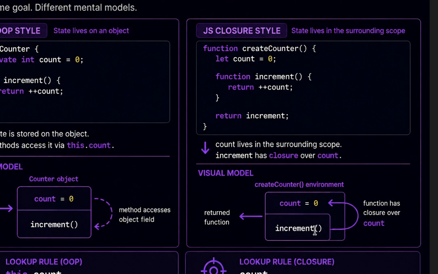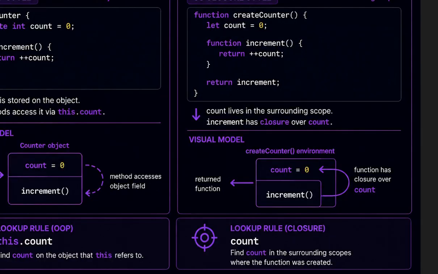So we say that the increment function has closure over the count. It's almost like an environment that inherited this variable. And the reason it's in scope is because of the surrounding scope where the function was created.